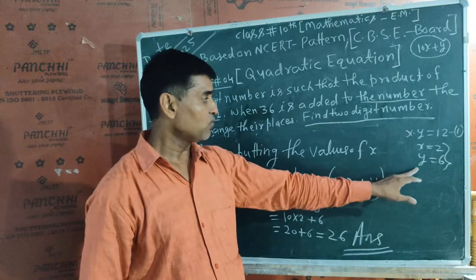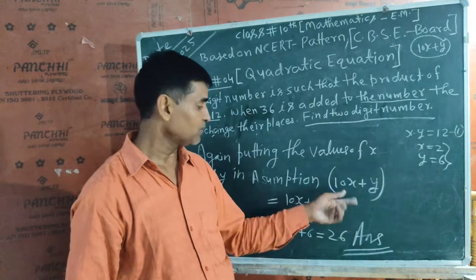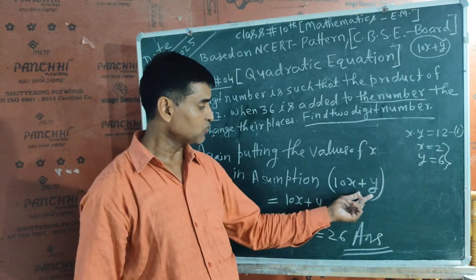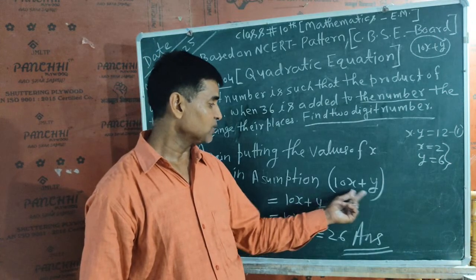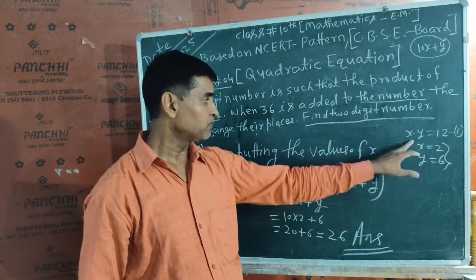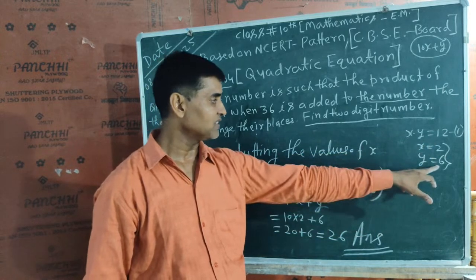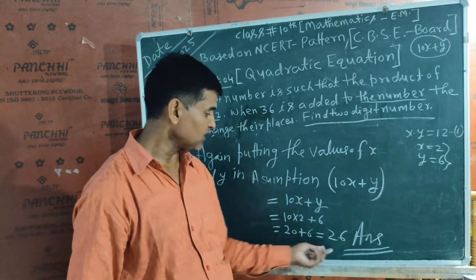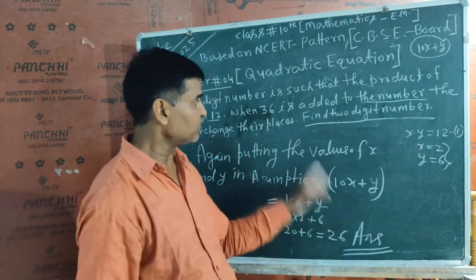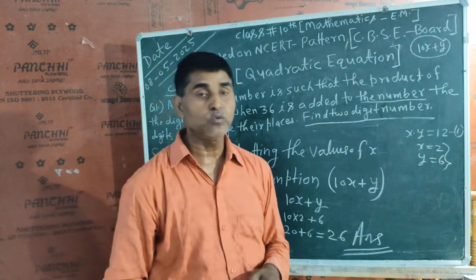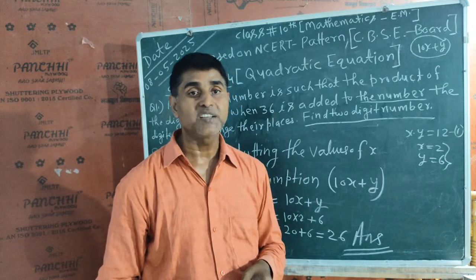Value of x and value of y I will put in the assumption, and in the static period I have assumed 10x plus y. Any two-digit number can be written in the form of 10x plus y. So in the place of x I have put the value of x, that is 2, and the value of y, that is 6. After putting, I have calculated its value will be 26. So this is the final answer of the given question. According to this way, any question given in word form can be easily solved.